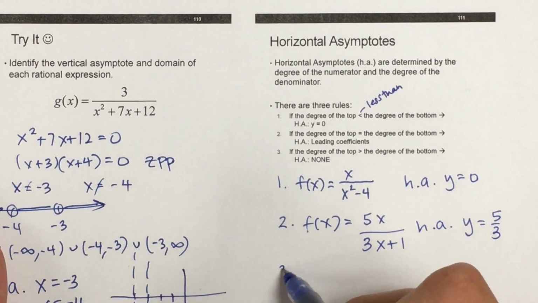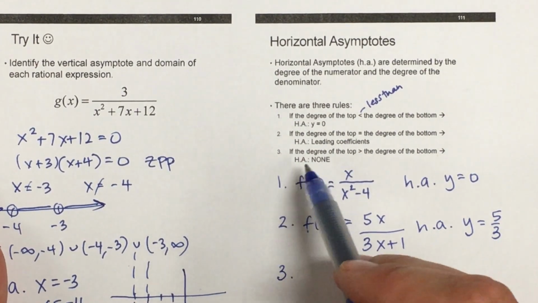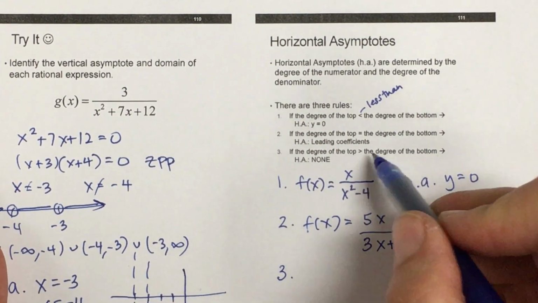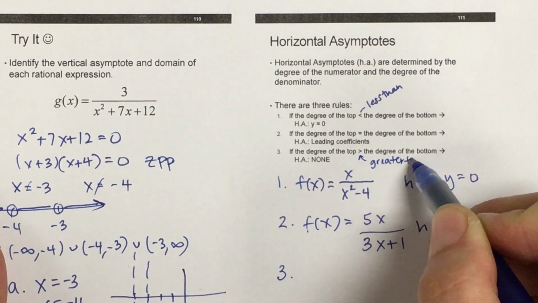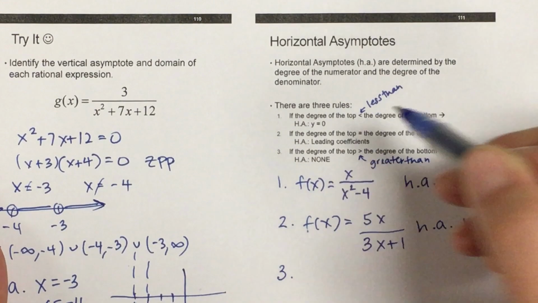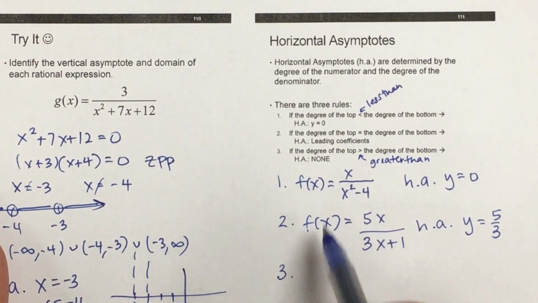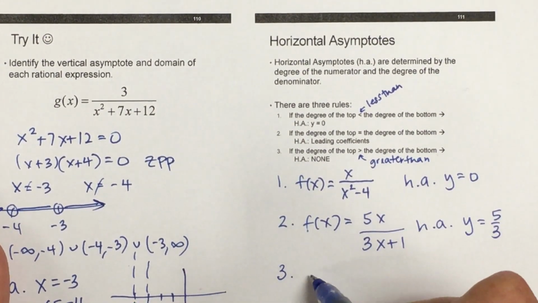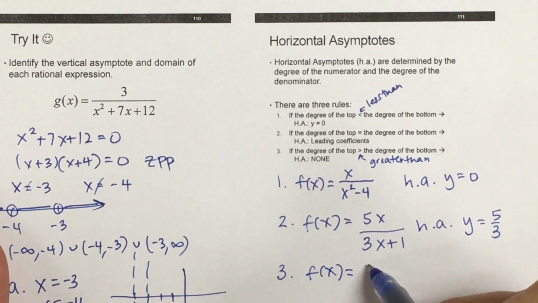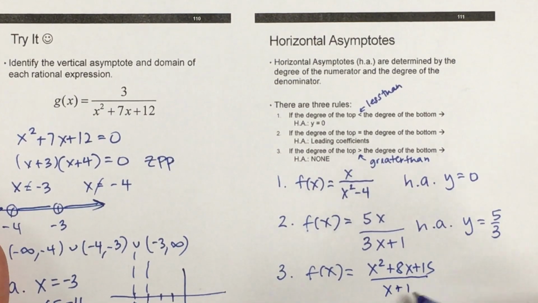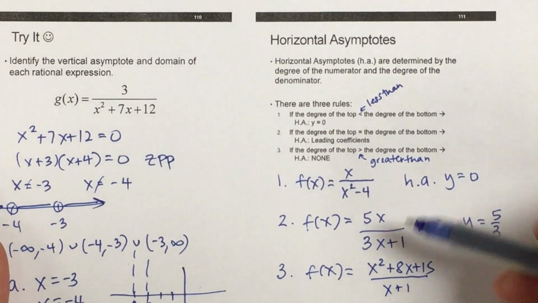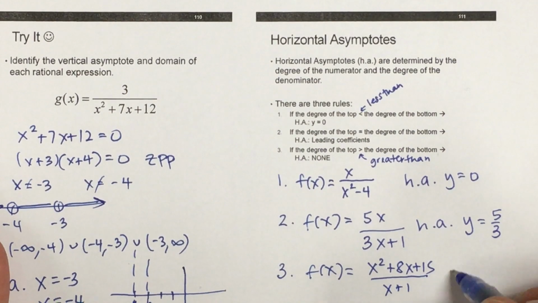Okay, and then the third situation is if the degree on the top is greater, that's what that means, greater than the degree on the bottom, then there is no horizontal asymptote. So if you have something like this, so if you had something like that where the degree on the top is bigger than the degree on the bottom, the horizontal asymptote is there is none.